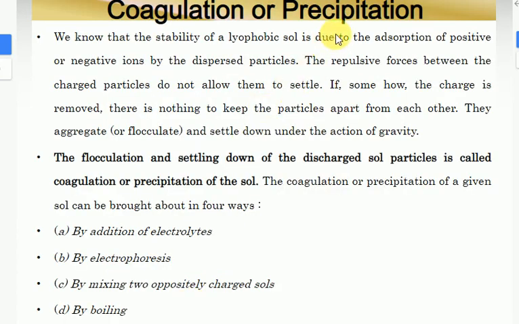Coagulation or precipitation: generally, if I want to convert a colloidal solution to a precipitate, I go for this method. Flocculation or settling down of the colloidal particles is known as sedimentation, also called flocculation or coagulation. It is generally done by the following methods: addition of electrolyte; electrophoresis, by applying electricity so the particles lose their charge; mixing of two oppositely charged sols; and boiling.